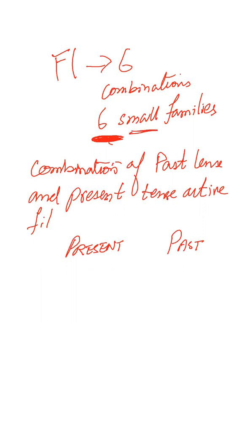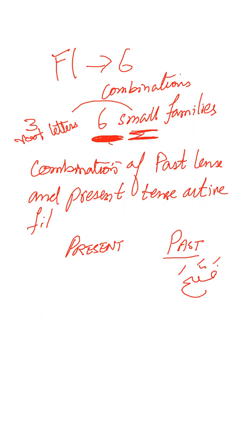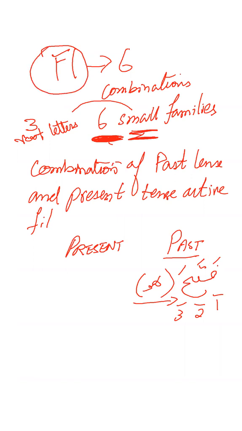Now, why do we call them small families? Because they only have three root letters, no extra letters, right? Like, for example, we have Fataha. You see, in the past tense Hua version, we only have one, two, three letters in the most basic form of the past tense. And that's why they are called the small six families. That is one of the conditions to be in the F1 families.